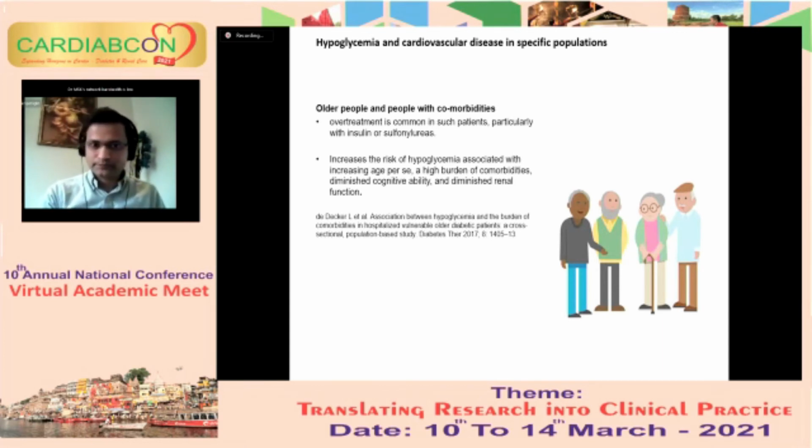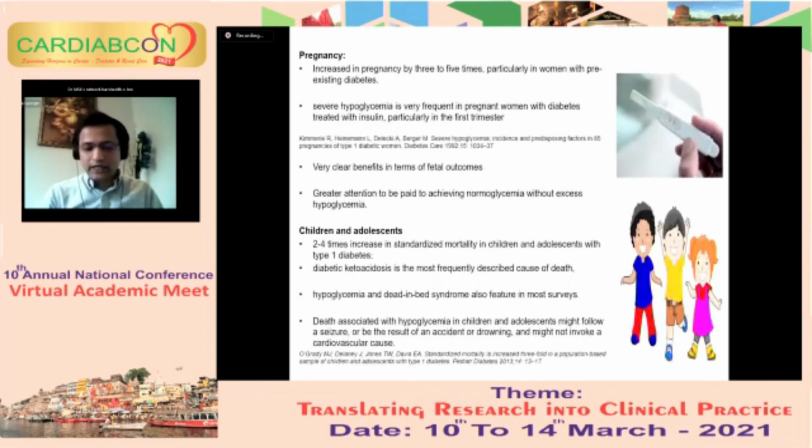If we look at the pregnancy setting, it has been shown by studies that hypoglycemia is pretty common in pregnancy, happening mostly in the first trimester, and that's because of the associated morning sickness which we see in pregnant populations.